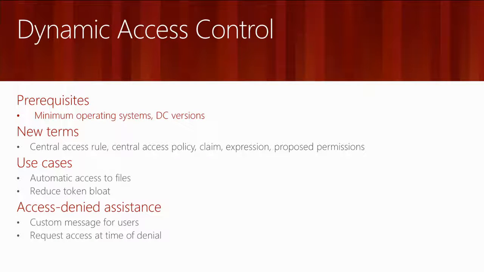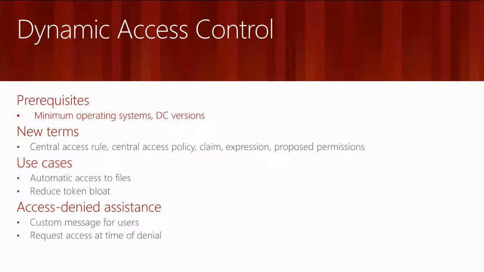Okay, so new terms. I think just knowing what these things are is going to be a big help on the exam. So if you're not familiar with them, these terms are fairly new. The central access rule, the central access policy, which is basically a bunch of rules combined into a policy. A claim. A claim can be something like, hey, I'm a member of the finance group, or I'm a tablet computer. So claims are used in dynamic access control to say, hey, I'm in HR, I'm on a tablet, I'm on a certain network. All these are claims, and they can be used to grant dynamic access based on all those things.